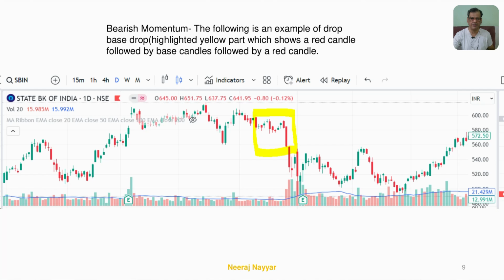So this is an example of drop. This is a drop. This is the base. All these candles, can you see? Sideways movement, not going anywhere. They could be green, they could be red, they could have wicks at the bottom, wicks at the top, it doesn't matter. Price is basically moving sideways, which is forming a base and then a drop again. So you have drop, base, drop.